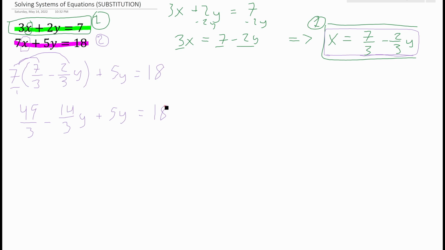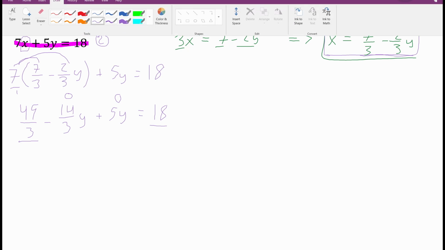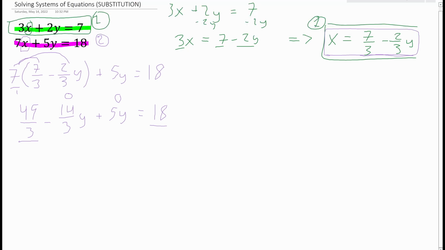So the next thing I'm going to do is put everything that has a variable on one side and everything that has a number on another side. So I'm going to put a circle above the things with a variable, and then everything that is a number, I'm just going to underline. So I'm going to change the colors again, and I'm going to subtract this 49 over 3.